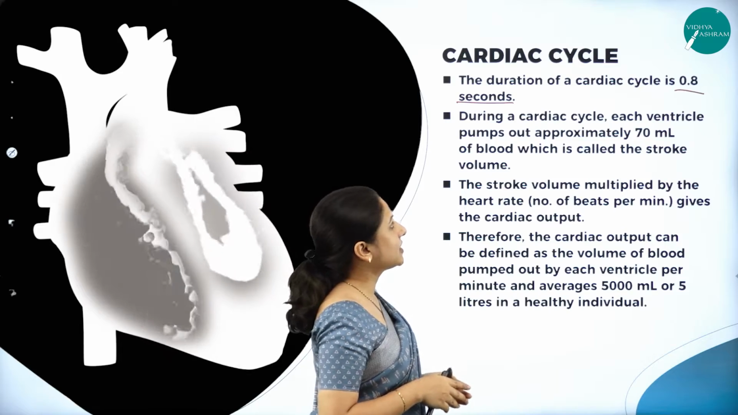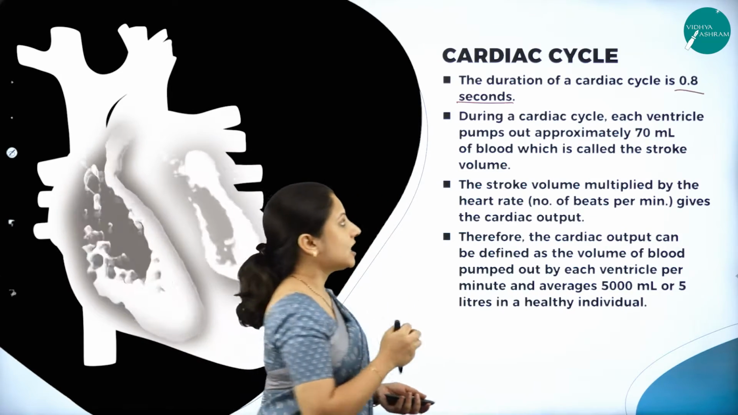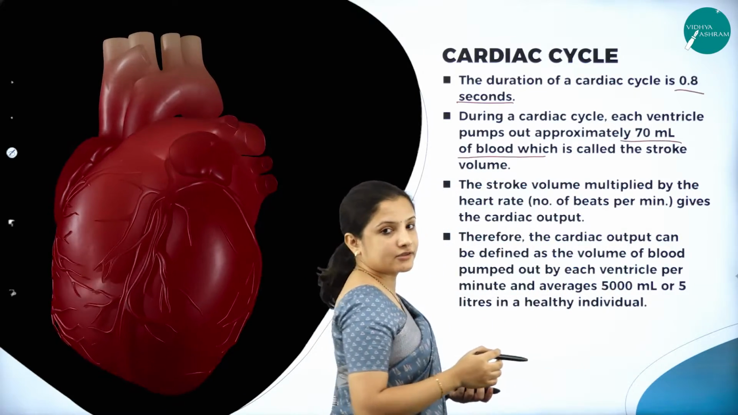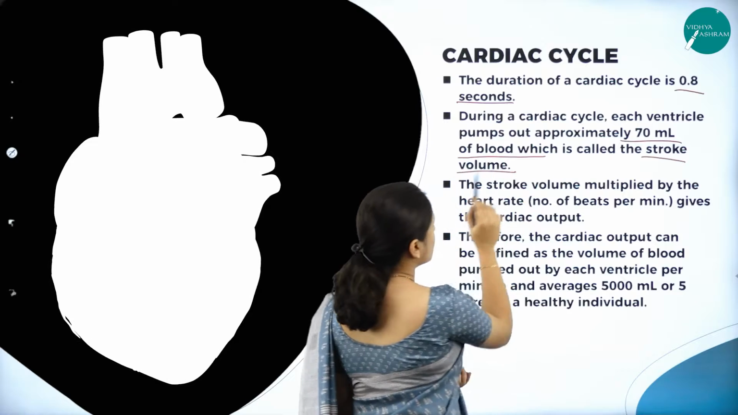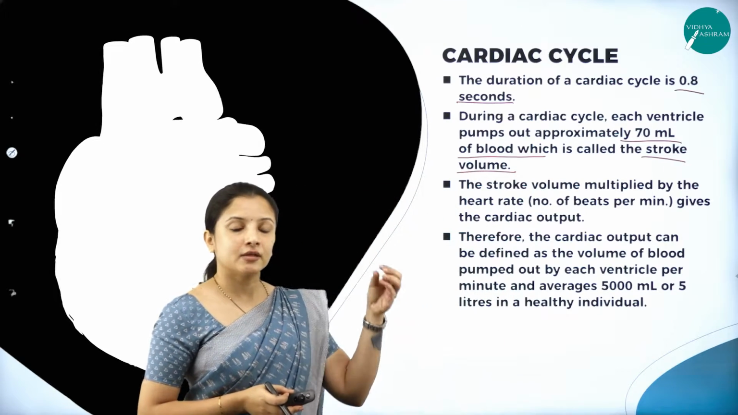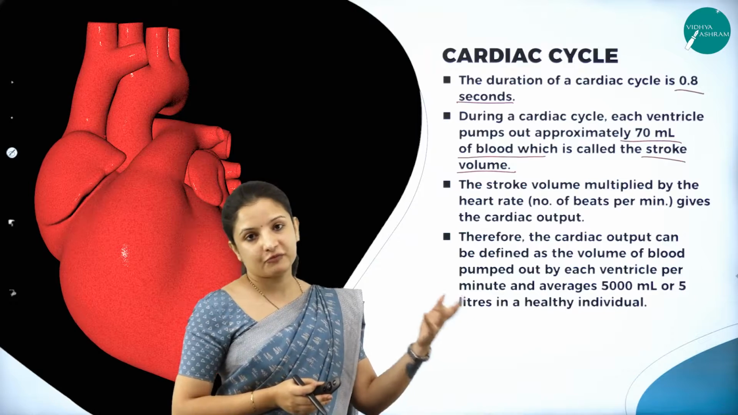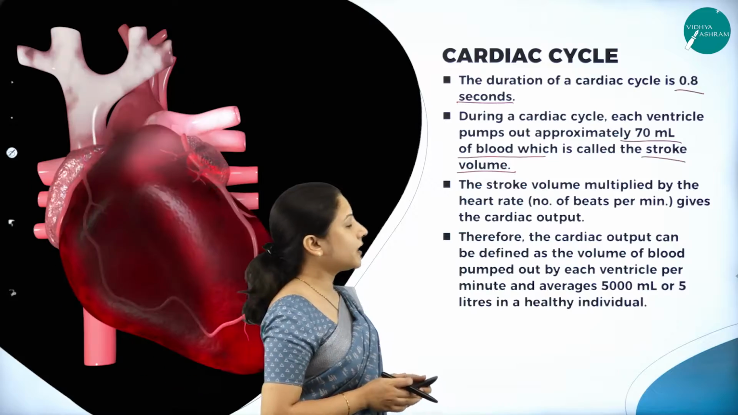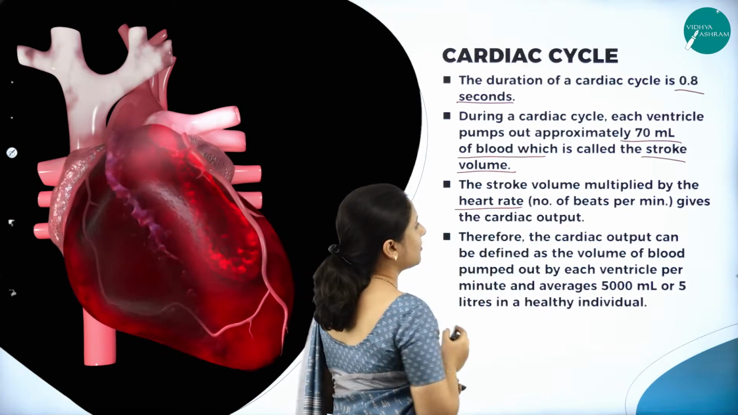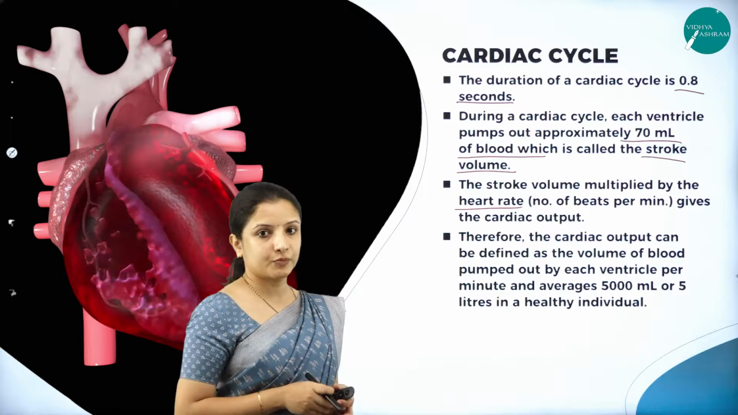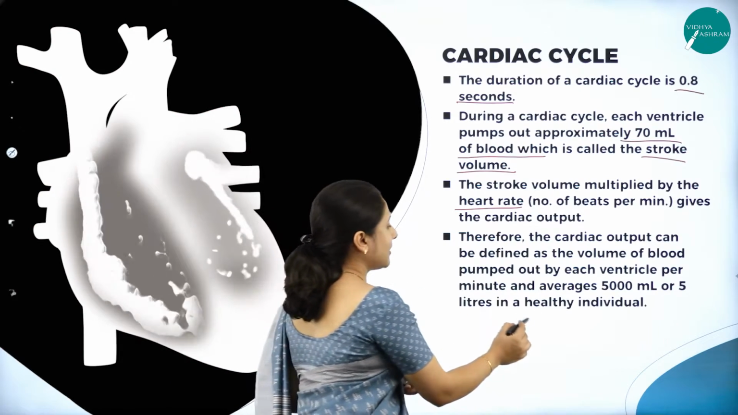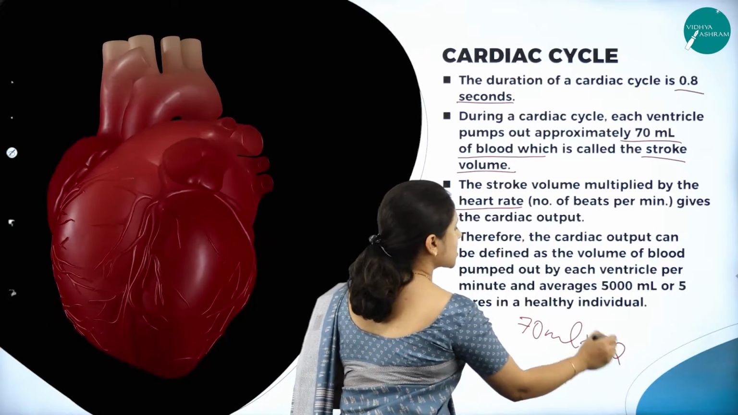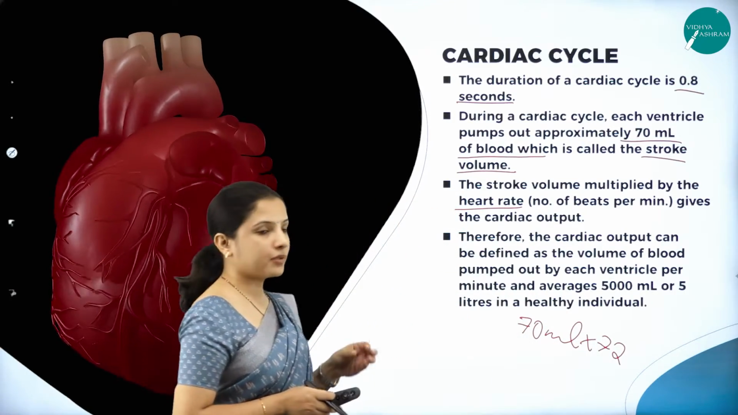So during a cardiac cycle, each ventricle pumps out approximately 70 ml of blood, and it is called the stroke volume. So they will ask, what is the stroke volume? Stroke volume is nothing but the amount of blood, that is 70 ml, that the ventricle pumps during each cardiac cycle. So the stroke volume multiplied by the heart rate, that is the number of beats per minute, gives the cardiac output. The number of beats per minute is 72, right? So 70 ml into 72 gives the cardiac output of a particular person.